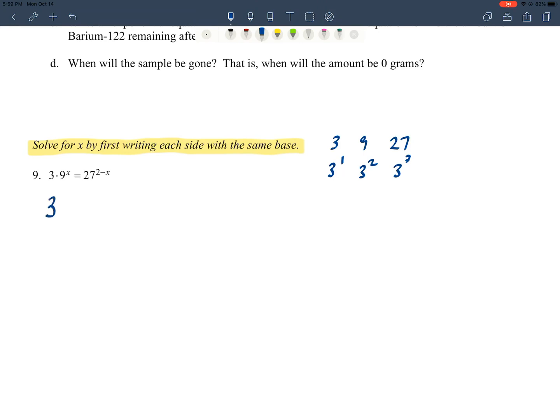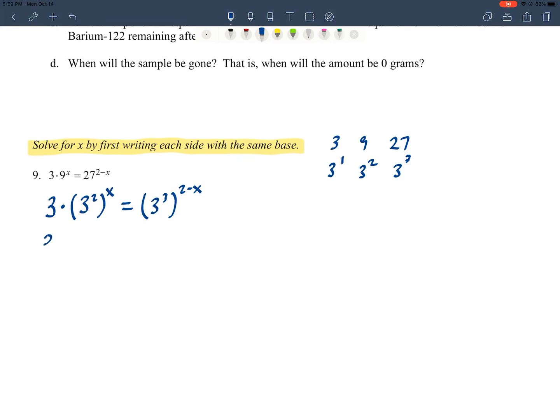We've got 3 times, instead of 9, we're going to put 3 squared raised to the power of x. And that should equal our 27, which we just said was 3 to the third power, raised to the power of 2 minus x. So let's simplify each side of our equation here.